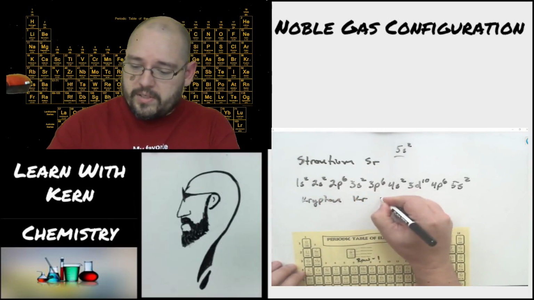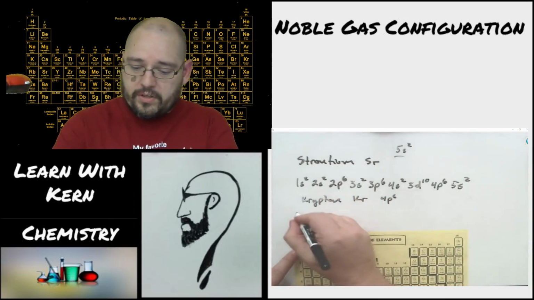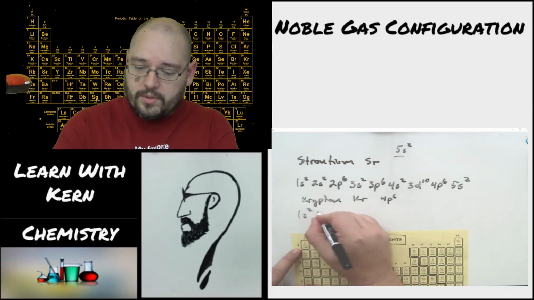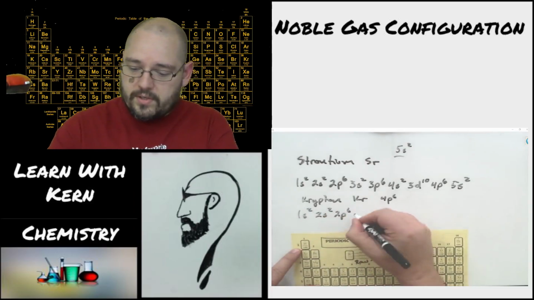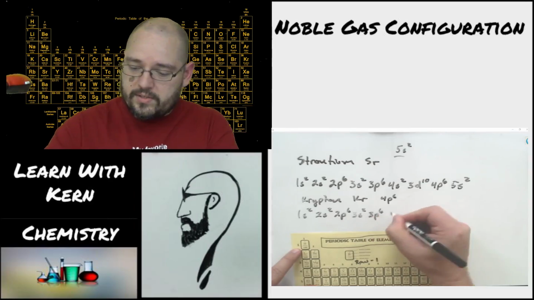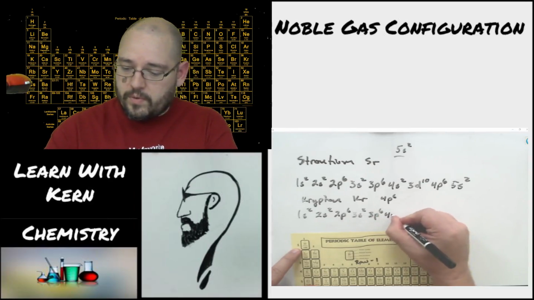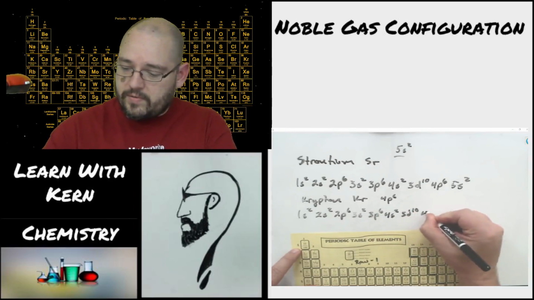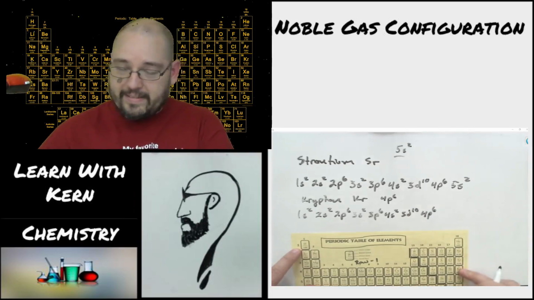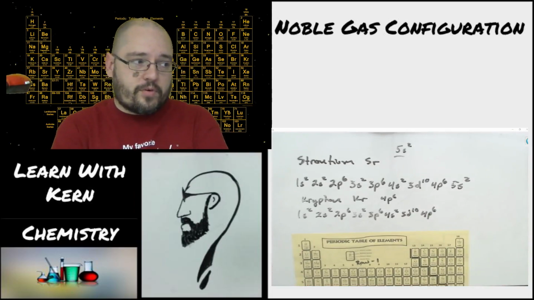Krypton is going to end with 4p6. So I'm going to write out the full electron configuration: 1s2, 2s2, 2p6, 3s2, 3p6, 4s2, 3d10, 4p6, and then I'm done because that's the last term for krypton.